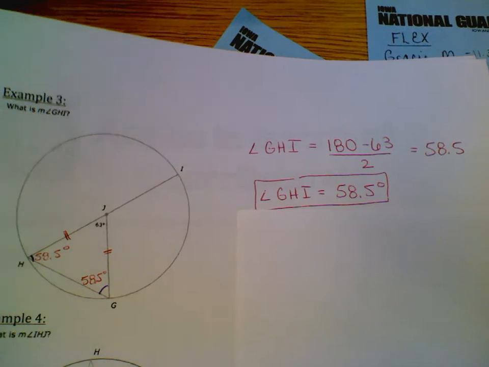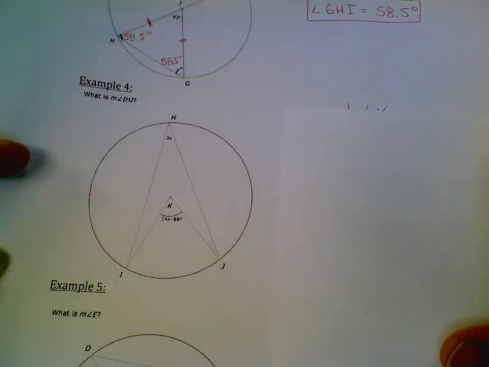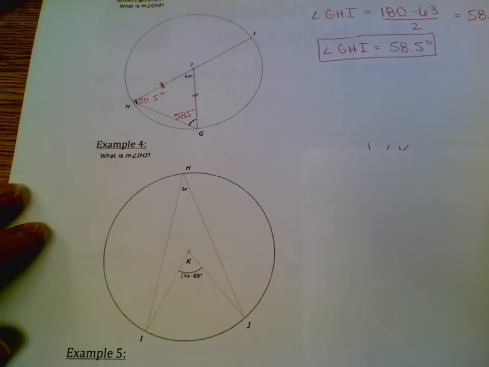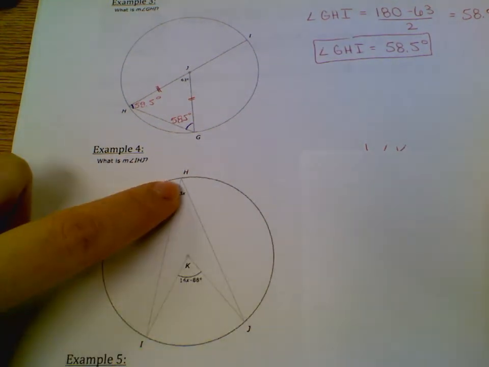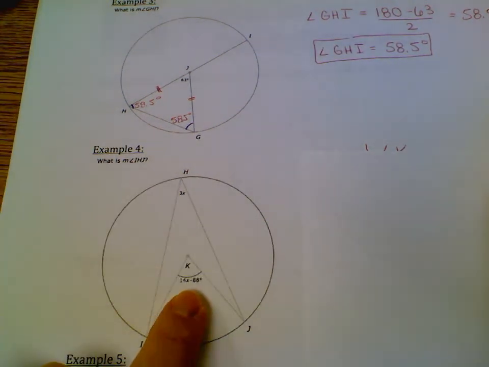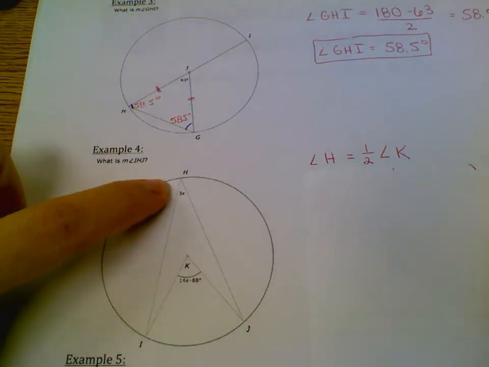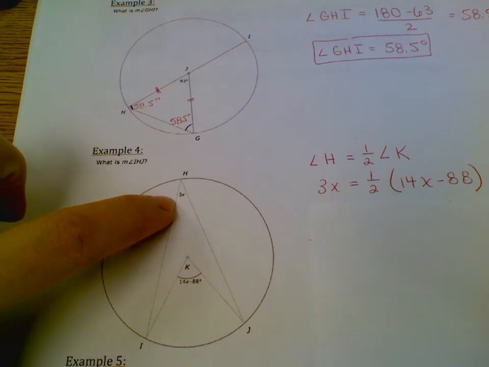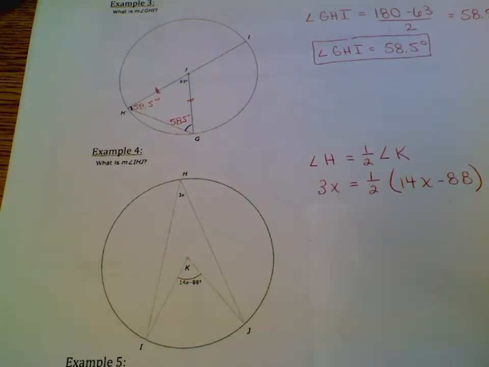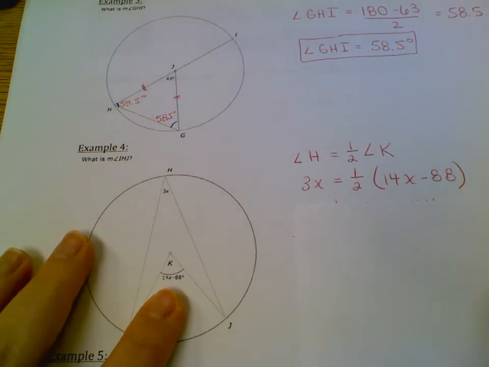Okay, so I just wanted to run through those examples with you, and then there's a couple more where they give you some expressions versus just the numbers. In this case, they're asking you to find angle IHJ, which is the inscribed angle, and they're giving you the central angle. So you're still going to use that theorem. Angle H has to be half of angle K, and then I plugged in the expressions that I know. So 3x is angle H, and they told me angle K is 14x minus 88. So now we're just using some algebra skills to solve it.